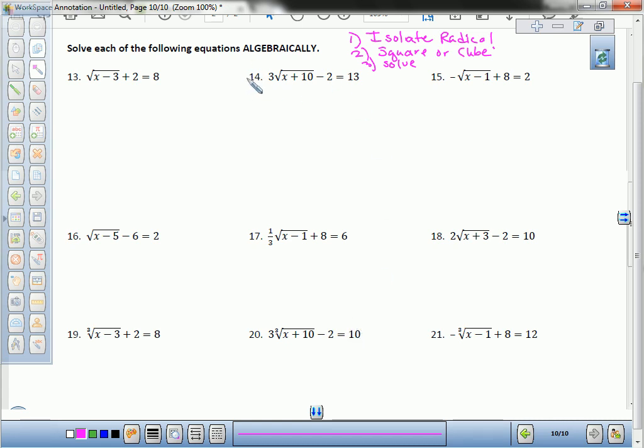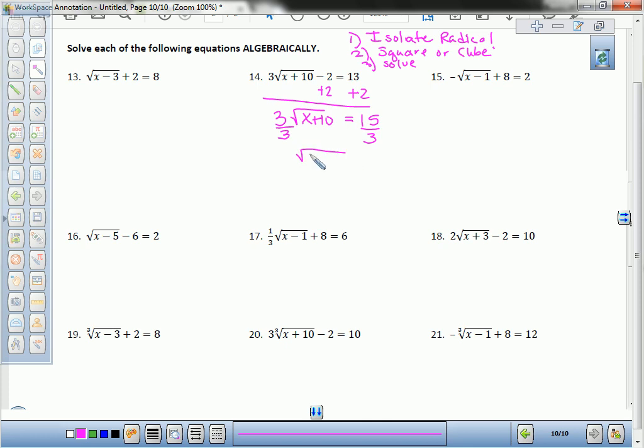Okay, so let's take a look at number 14. The first thing we do is get rid of our extra stuff. So we're going to have to add the 2 to both sides. Haven't we already done this before? We have solved a bunch of equations. We haven't done the square root and the cube root before, but we have done the square and the cube. So it's basically the opposite of that.